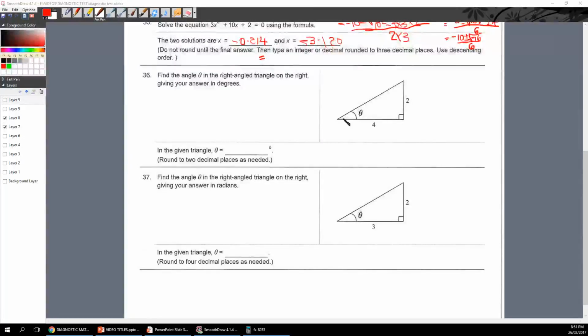Okay, right, well the first one here, this is trigonometry. Find the angle theta in the right angle triangle. Yes, there's the right angle triangle there, on the right, giving your answer in degrees. Okay, we want it in degrees.